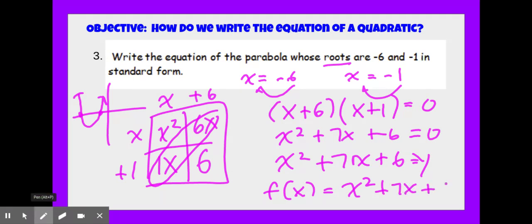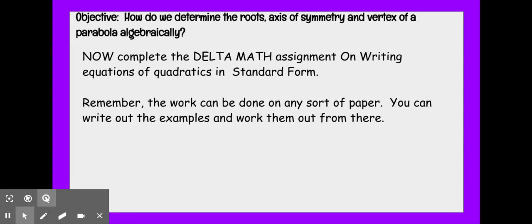All right, so those are your 3 examples. You're going to try some on Delta Math now, and pause the video, make sure you get this down. And you're going to just remember to go to the assignment that says writing equations of quadratics in standard form. So it's a lot of practice with this double distributive.